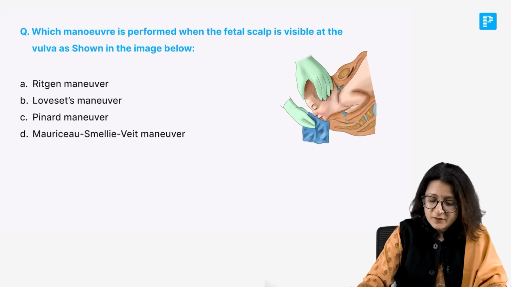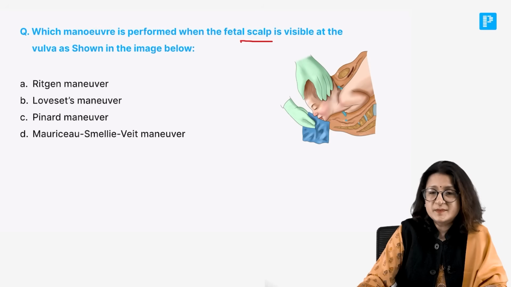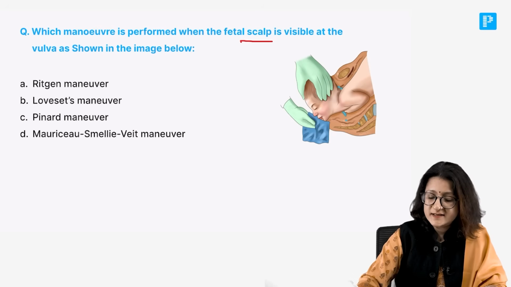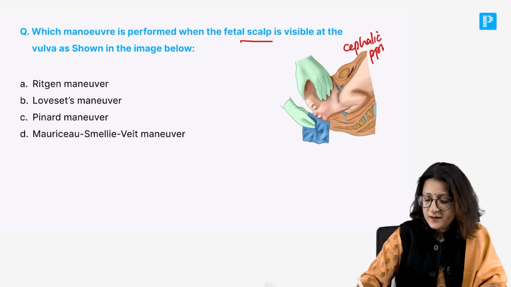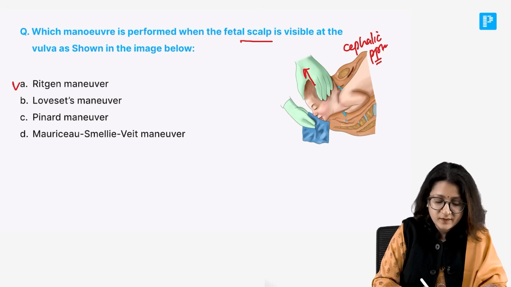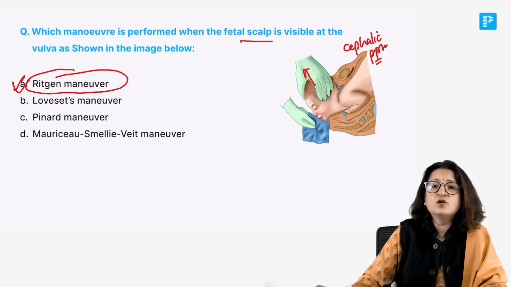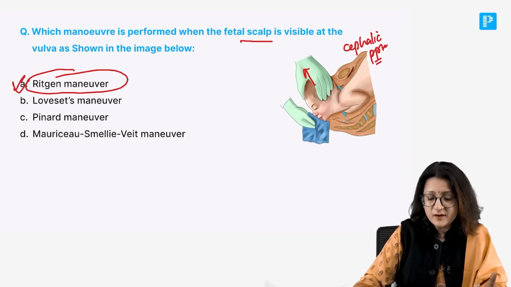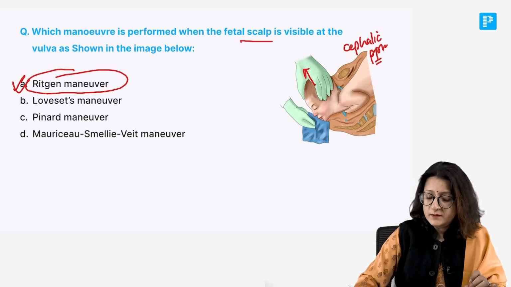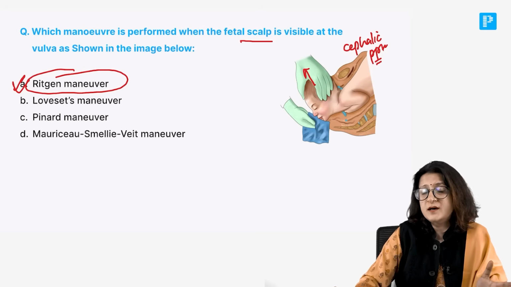Which maneuver is performed when the fetal scalp is visible at the vulva as shown? So this is basically a cephalic presentation and the baby is delivering. You can see vertex is delivering. So what is this maneuver? This is the Ritgen maneuver. It is done when the fetal scalp is visible. It helps to deliver the head by controlled extension.